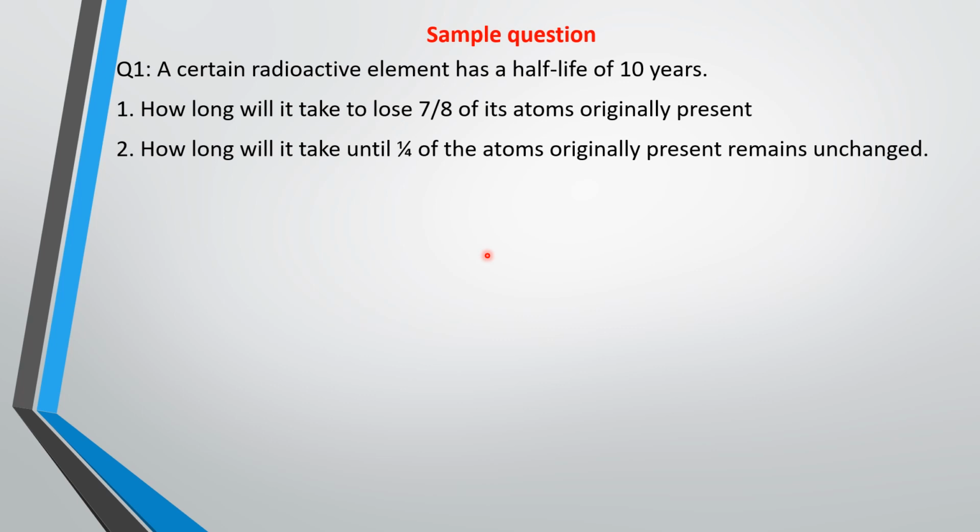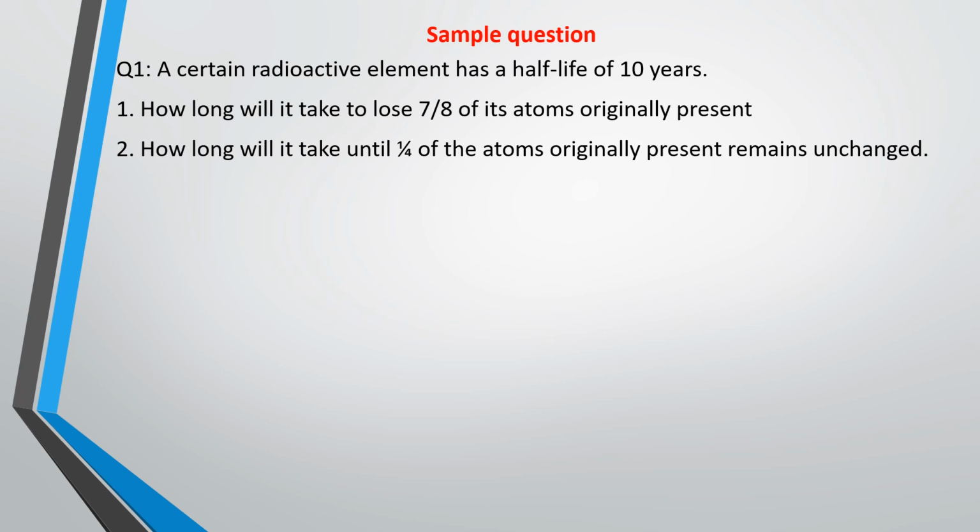So this is a sample question, and it says that a certain radioactive element has a half-life of 10 years. Then the question is how long will it take to lose 7/8 of its atoms originally present? So what this question is asking is the time of decay. Then, how long will it take until 1/4 of the atoms originally present remains unchanged?